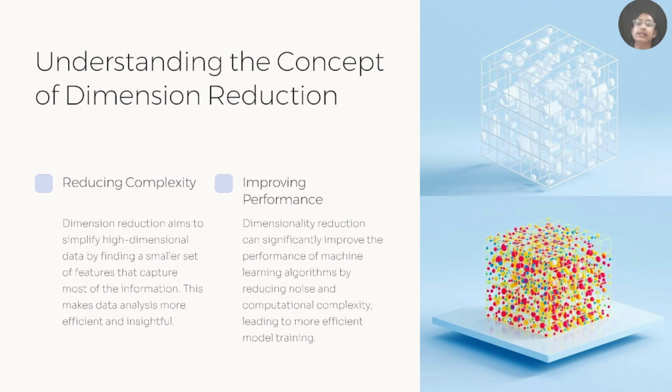Now, let's understand the concept of dimension reduction. We can reduce the complexity and improve the performance. We can reduce complexity by fitting the data into a smaller set that captures most of the information. We want a smaller set which has most of it in it, and not the unnecessary parts which can lead to overfitting. This makes data analysis more efficient and insightful. Also, it helps in improving the performance.